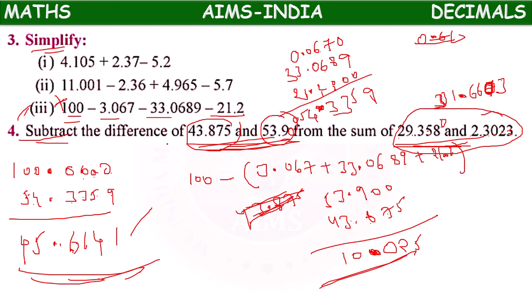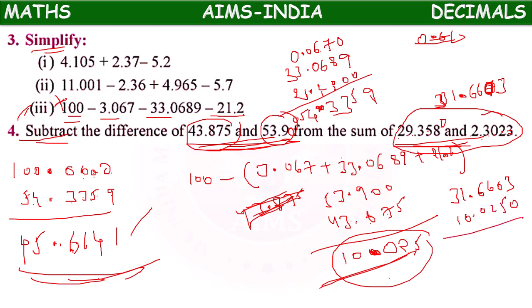So subtract the difference of these two. We have to subtract this from the sum, from the sum of 31.6603. We have to remove the difference of 10.025. We can keep 1 0.